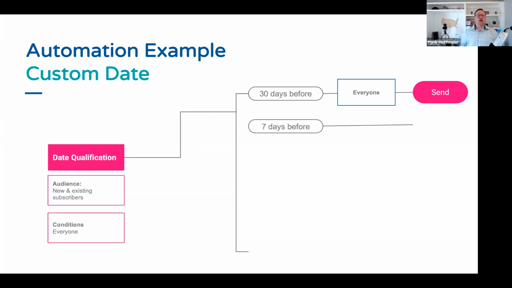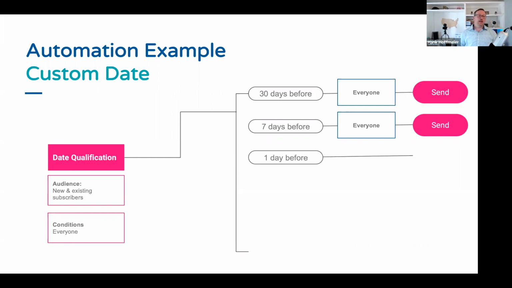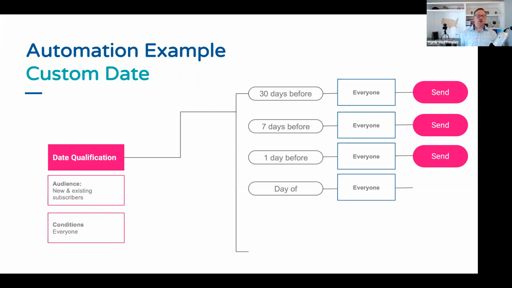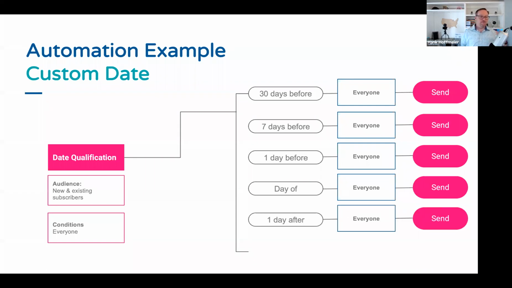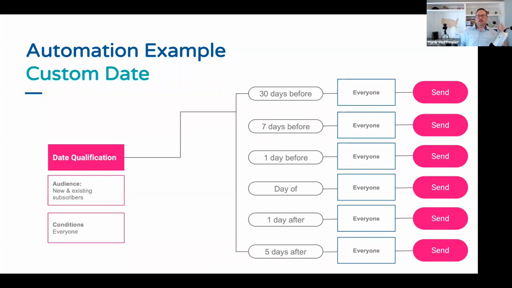But a week before, hey, your birthday's coming up. Here are some ideas to buy yourself a gift, and maybe send them an email with some links to something that might be of interest. One day before my birthday, hey, here's a coupon code, come and shop at our website. The day of, we noticed you didn't check out, or you didn't use your coupon code. Here it is again. Make sure to buy something today. The day after, you can check and send another email. And 5 days after, you can check and send another email.